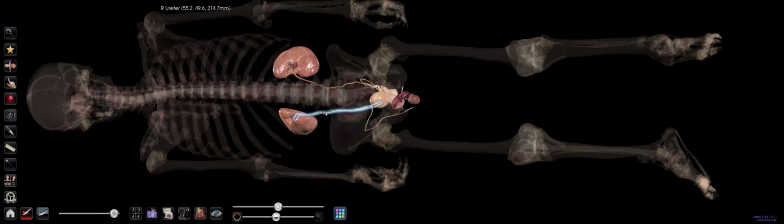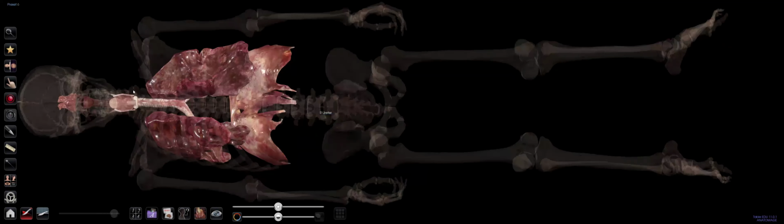All right, let's take a look. And then from the urinary bladder, we have the urethra to complete the pathway out of the body. Number 6, let's look at preset number 6. This is the respiratory system.